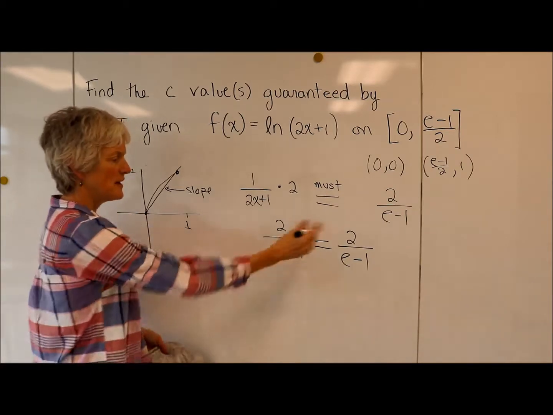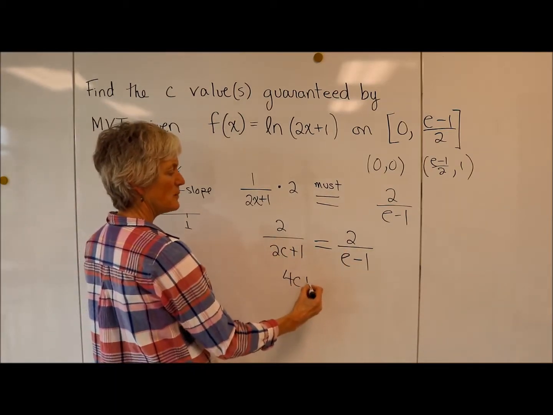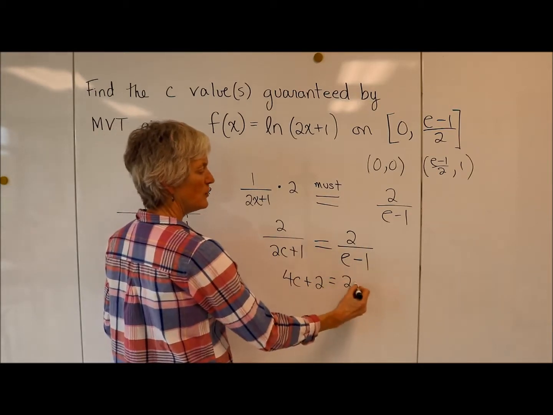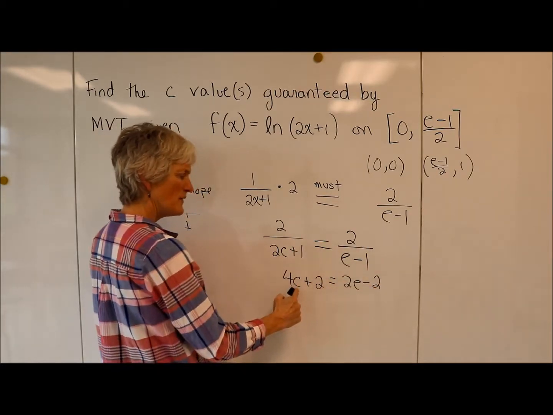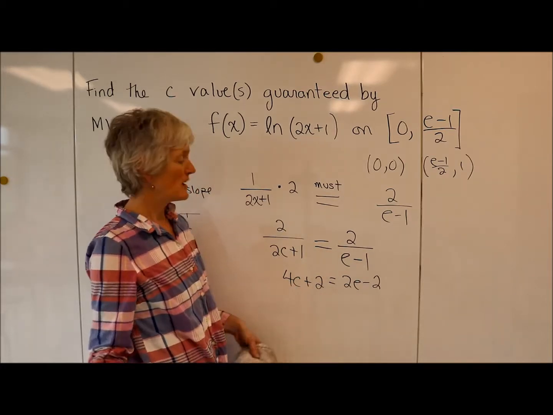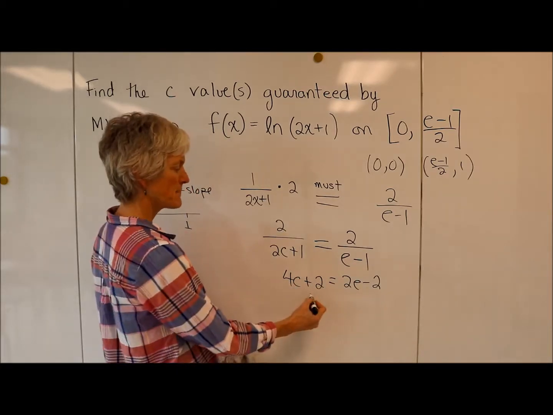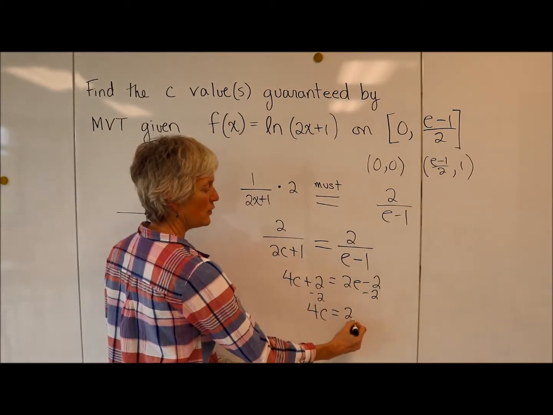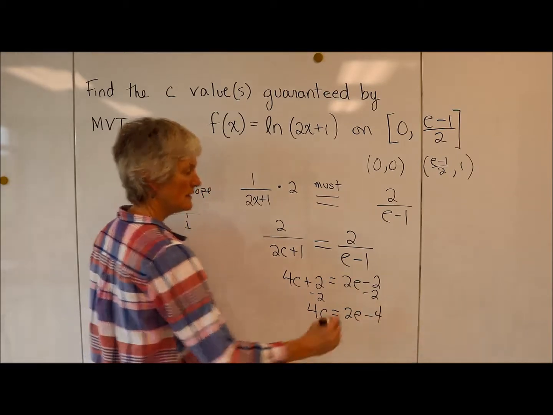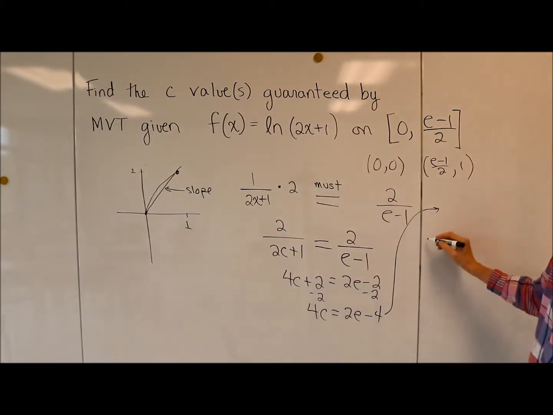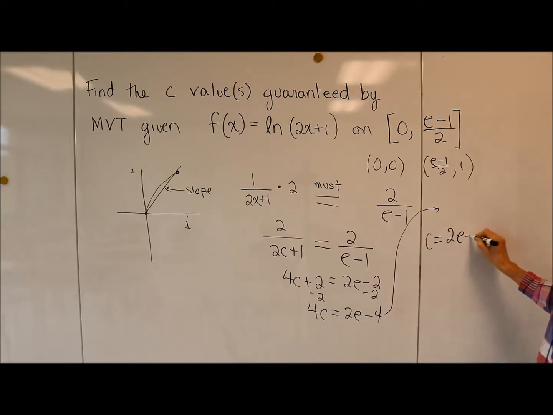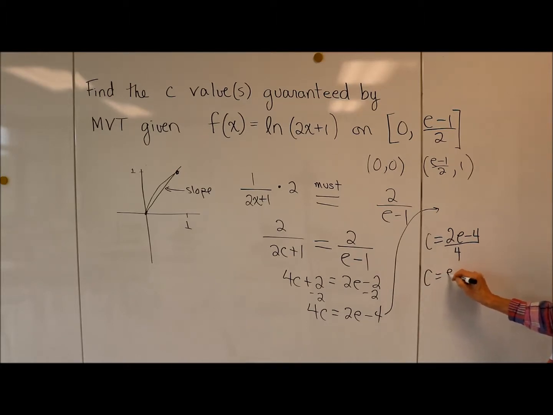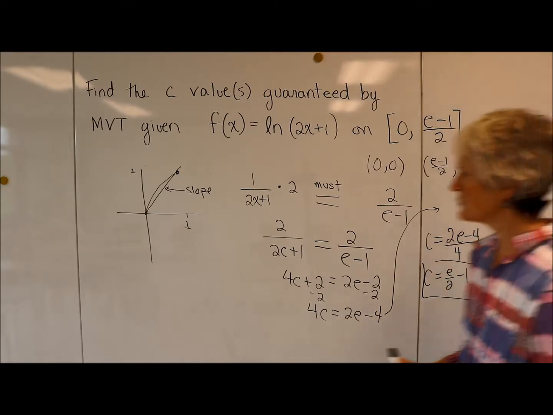Hey, I could cross multiply since I have a proportion. 4c plus 2 equals 2e minus 2. I'm solving for c. Keep in mind, e is just a number. It's around 2.7, something like that. So let's subtract 2 from both sides. I have 4c equals 2e minus 4. So I have c equals 2e minus 4 divided by 4, or e over 2 minus 1. You could write that in lots of different ways. So there's my c value.